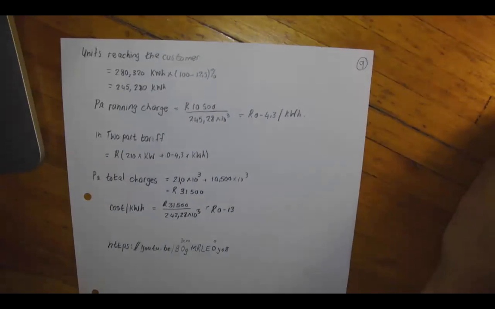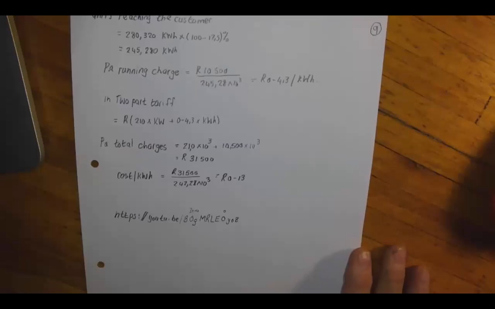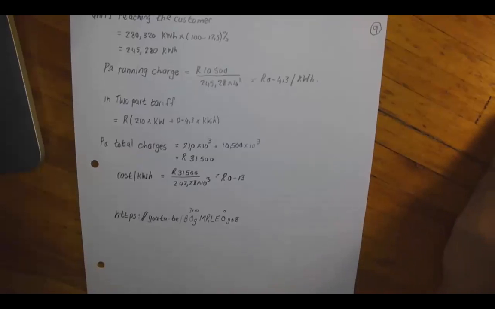Now the per annum running charge is 10,500 divided by 245.28 times 10 to the power of 3. That gives us 4.3 cents per kilowatt hour. And now in a two-part tariff, it will be 210 times kilowatt plus 4.3 cents times kilowatt hour.